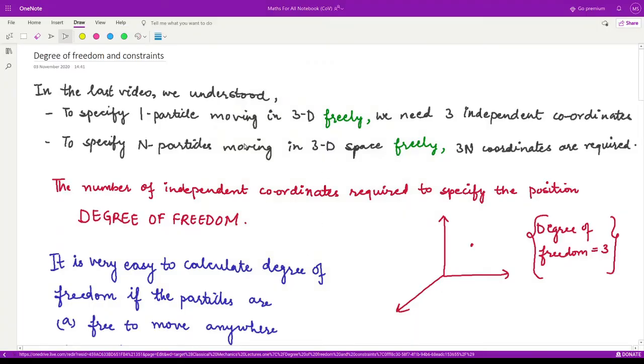Everyone, welcome to this video. In this video, we shall see the degree of freedom and the associated constraints with the given system.